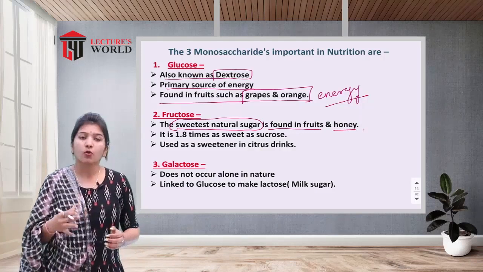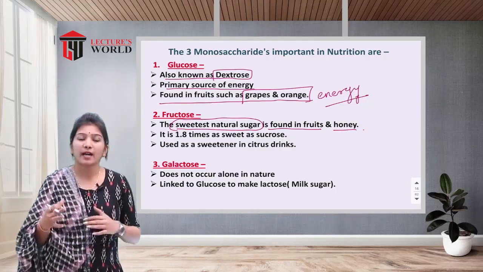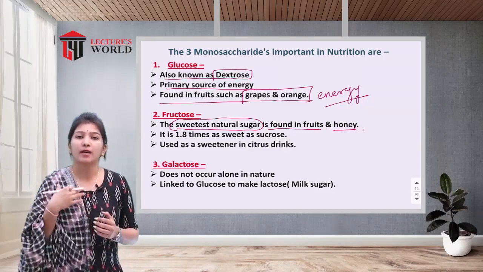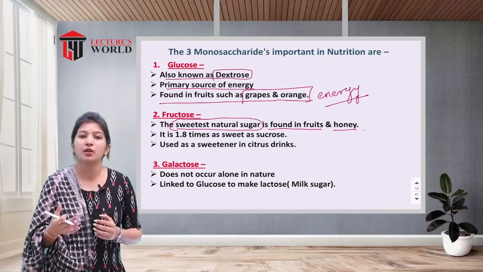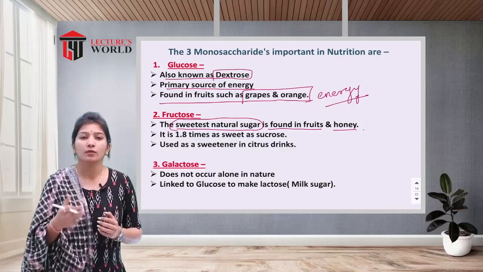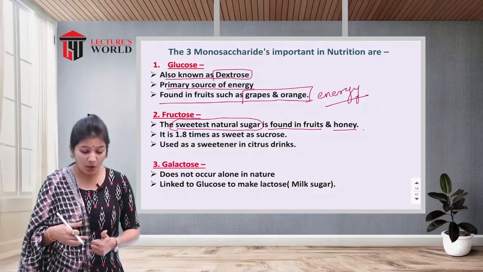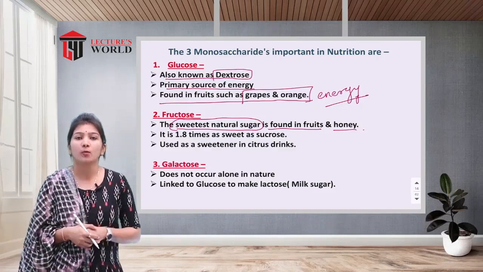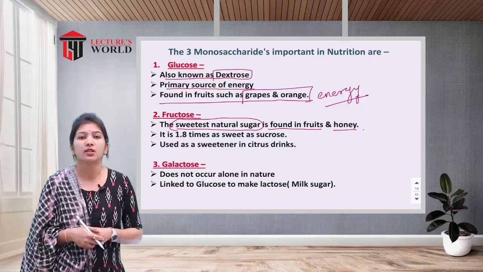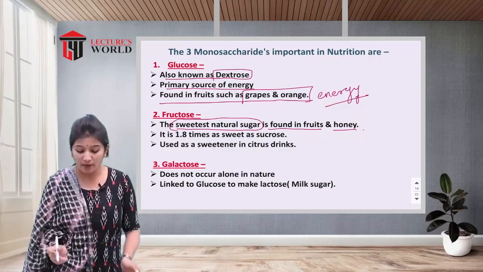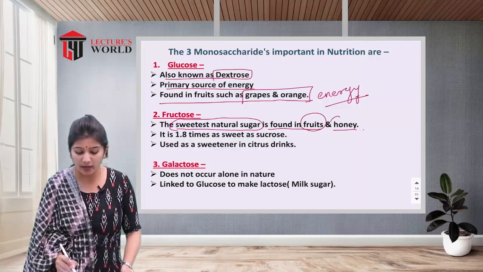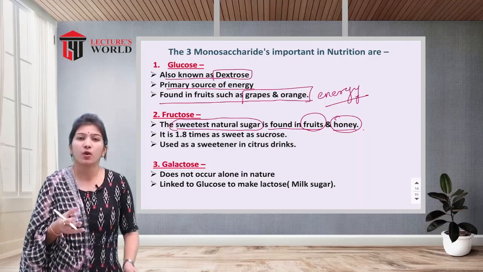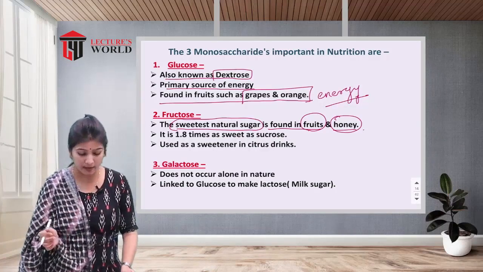Glucose and galactose can be made artificially. In the body they are also made, and outside the body we are able to make both types of monosaccharide artificially. But fructose is one of the natural monosaccharides, natural carbohydrates, and we find it in fruits and honey. These are both natural sources of the monosaccharide fructose.